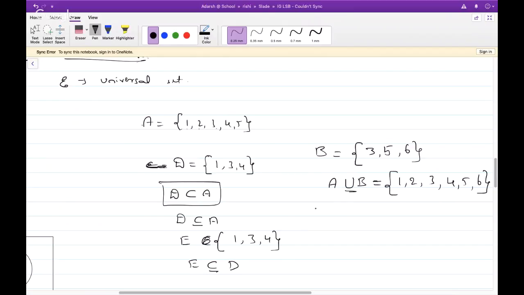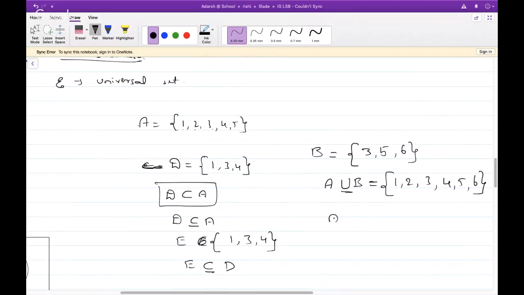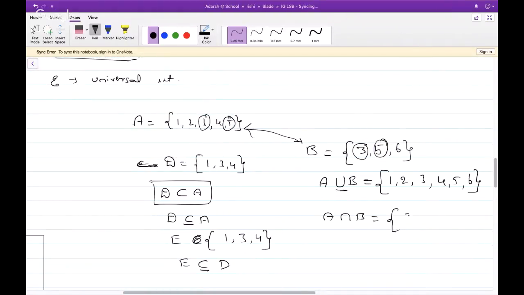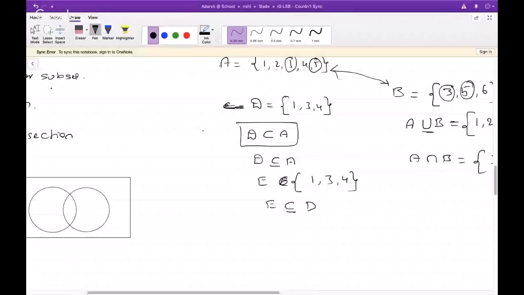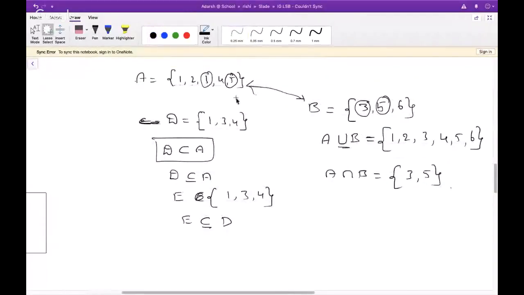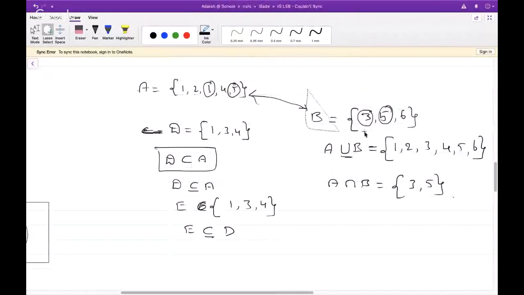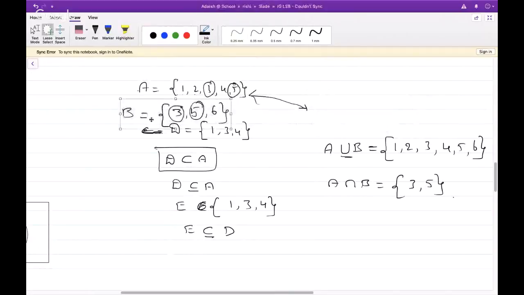The U symbol is union. Then the next symbol is A intersection B. A intersection B is the elements which are common in A as well as B. So 3 is common and 5 is common. So the elements which are common in A and B are 3 and 5. Hope this is clear.